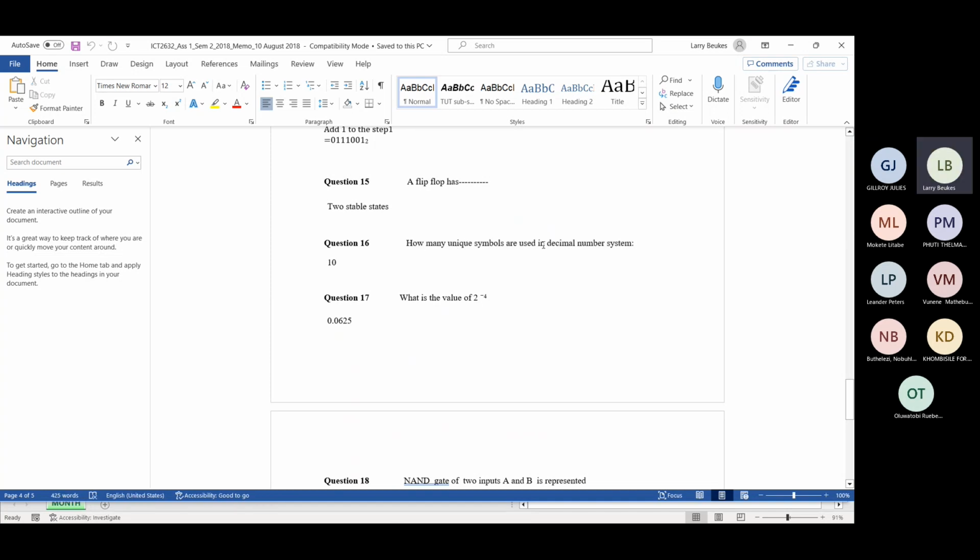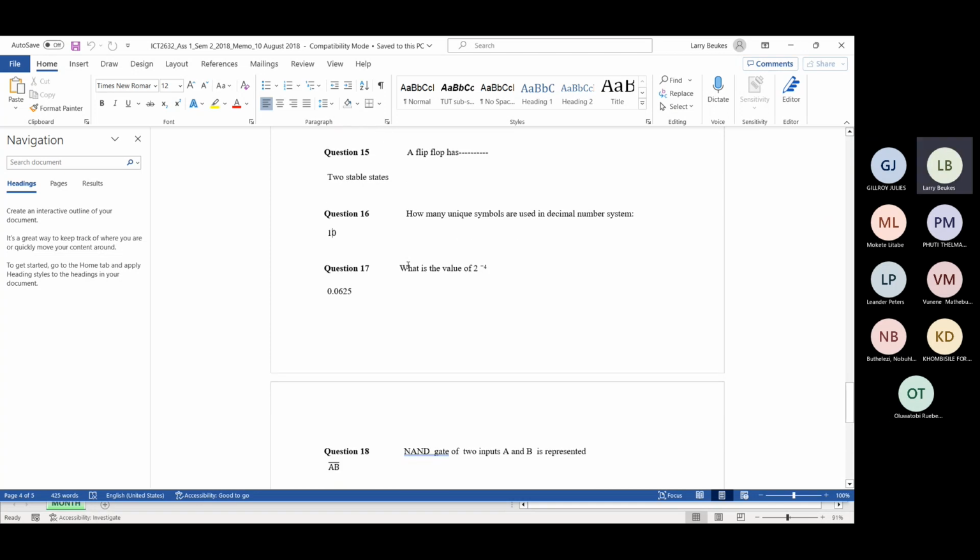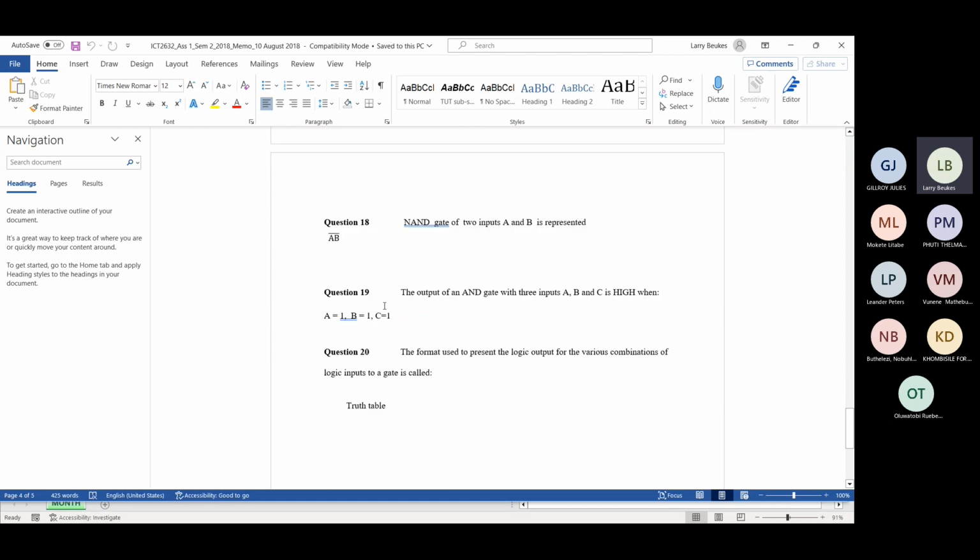How many unique symbols are used in a decimal system? Now, remember I was telling you it's 10, right? Then I said hex is 16. I said oct is 8, right? I said binary is 2, right? So what is the value of 2 to the power minus 4? Is that the example that we did, 2 to the power minus 1, which is 0.5, 2 to the power minus 2, 0.125, then 0.0125, which is 2 to the power minus 3, 2 to the power minus 4, 0.0625, right?